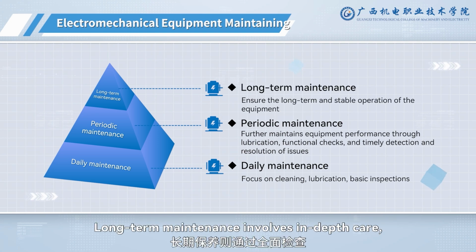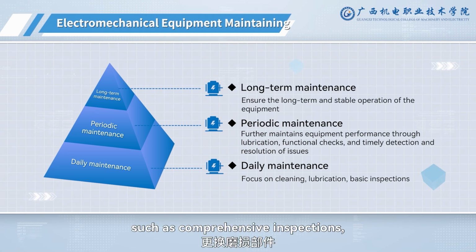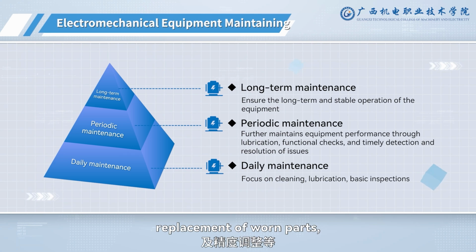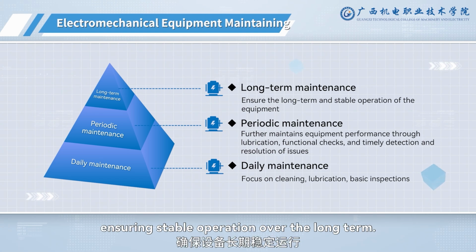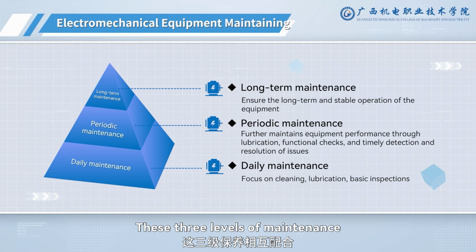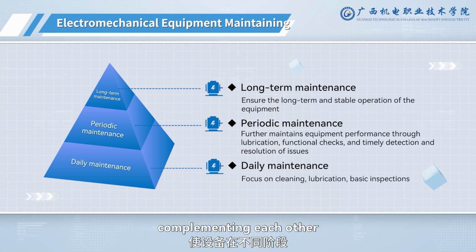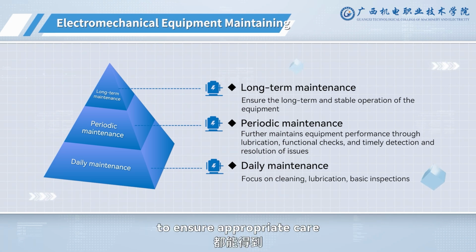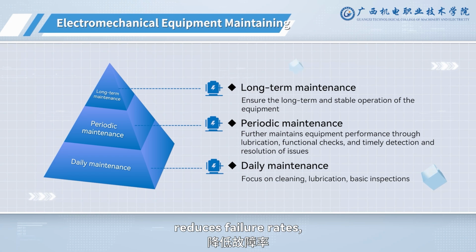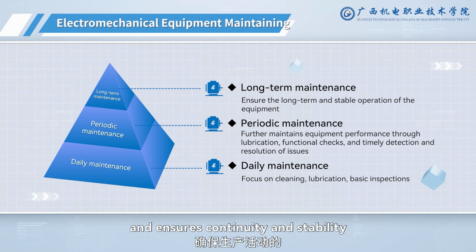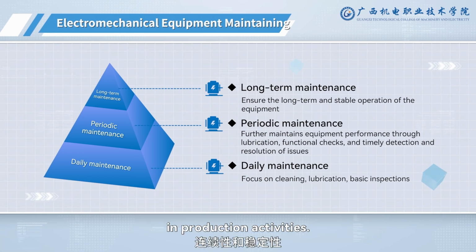Long-term maintenance involves in-depth care, such as comprehensive inspections, replacement of worn parts, and precision adjustments. It aims to restore and enhance equipment performance, ensuring stable operation over the long term. These three levels of maintenance work in coordination, complementing each other to ensure appropriate care at each stage of equipment use. This effectively extends the equipment's service life, reduces failure rates, and ensures continuity and stability in production activities.